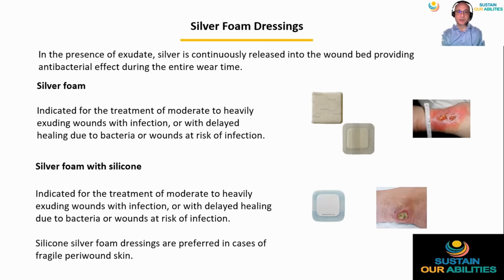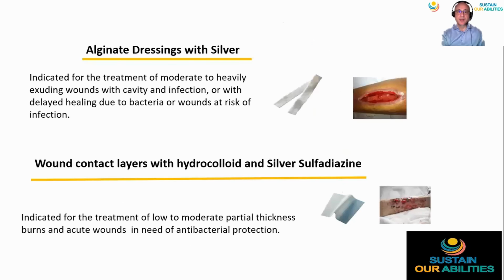And silver foam with silicone is indicated for the treatment of moderate to heavily exuding wounds with infection or with delayed healing due to bacteria or wounds at risk of infection. Silicone silver foam dressings are preferred in cases of fragile periwound skin. Alginate dressings with silver are indicated for the treatment of moderate to heavily exuding wounds with cavity and infection or with delayed healing due to bacteria or wounds at risk of infection.